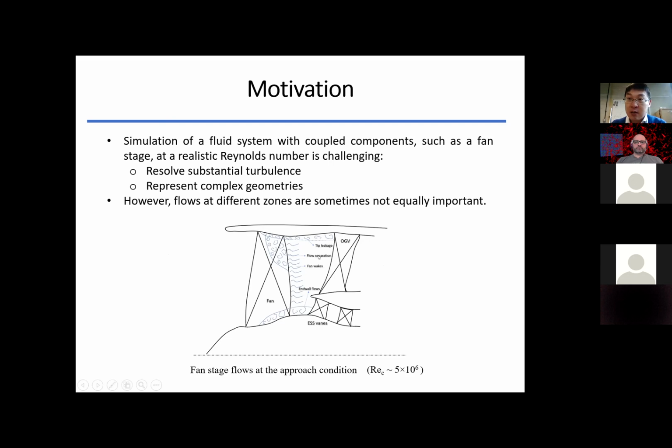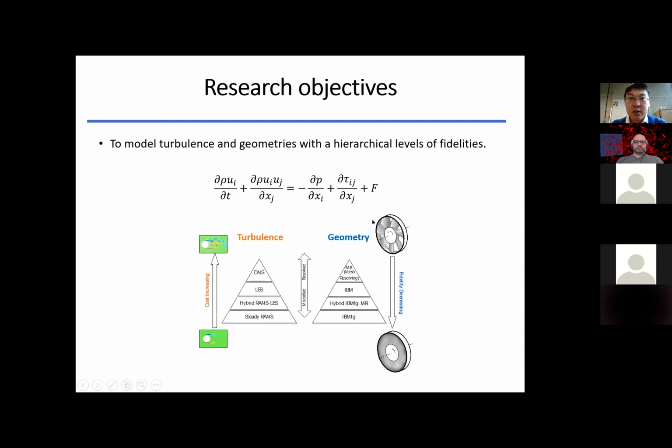That brings us to the objective of the research. Our objective is to simulate these kinds of flows with a hierarchical level of fidelity. To be exact, we want to model the tip regions with high fidelity, which is important in our research, and model the other parts with a low level of fidelity, blending them seamlessly in our simulation. You might be aware that we have a hierarchy of modeling approaches in both turbulence and geometry. And I think in turbulence, we are more familiar with it.